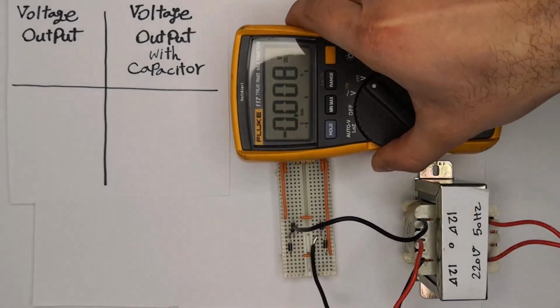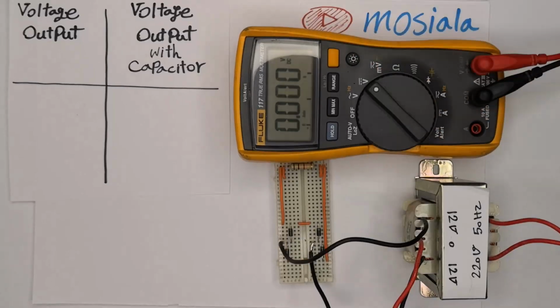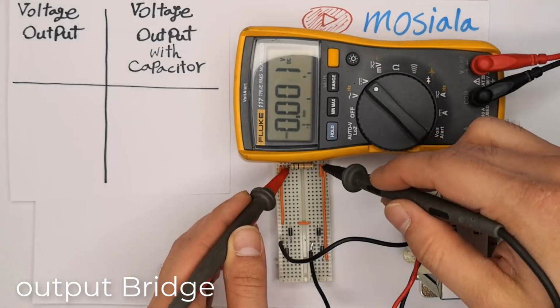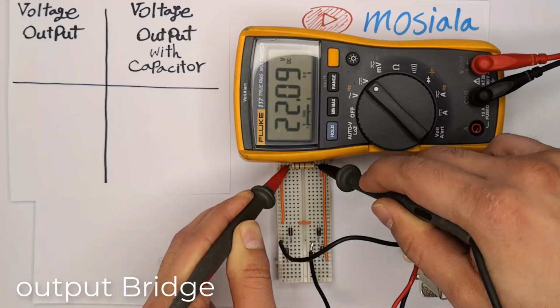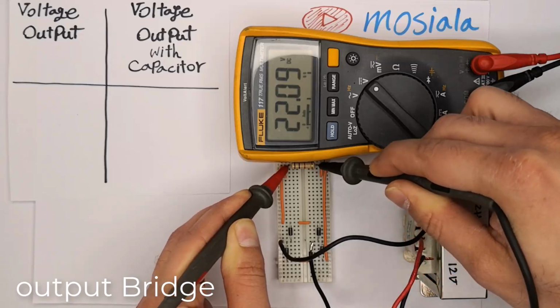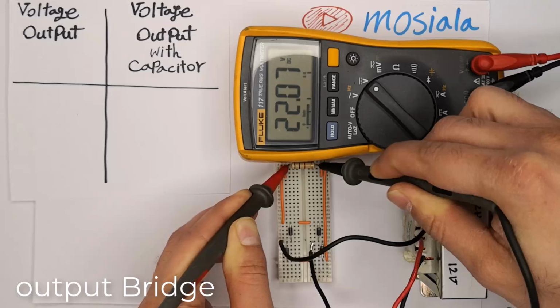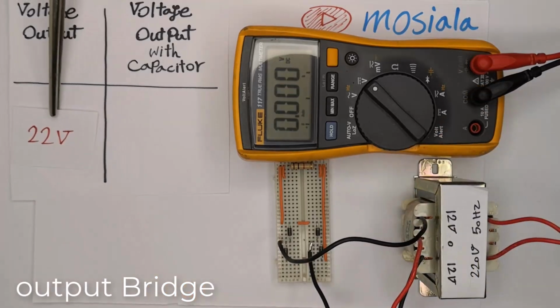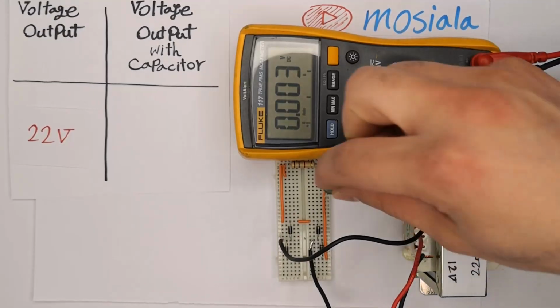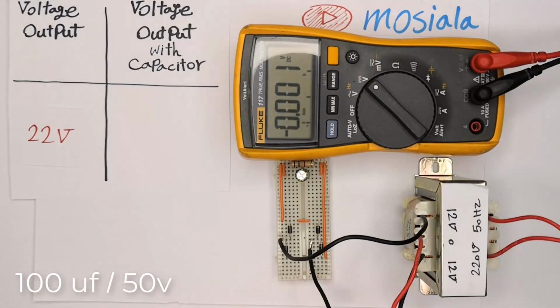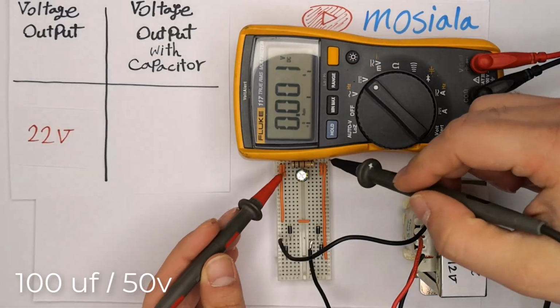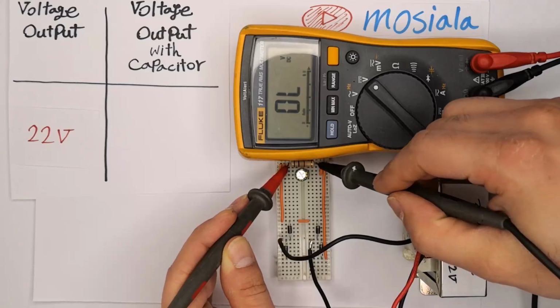Now let's build the circuit and test it. So input is 24 volts AC. Without capacitor, about 22 volts DC. With capacitor, about 32.4 volts DC. The capacitor increases DC level and reduces ripple, but also raises peak voltage.